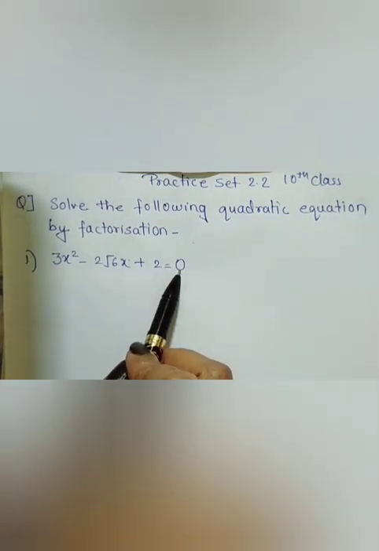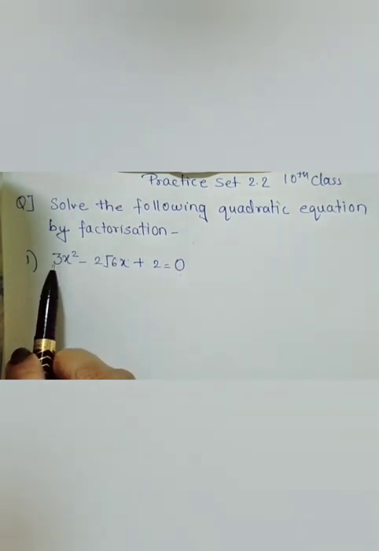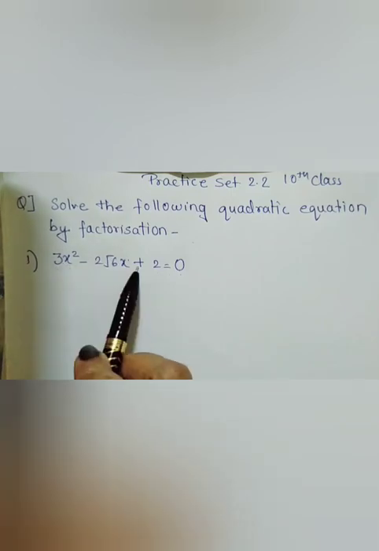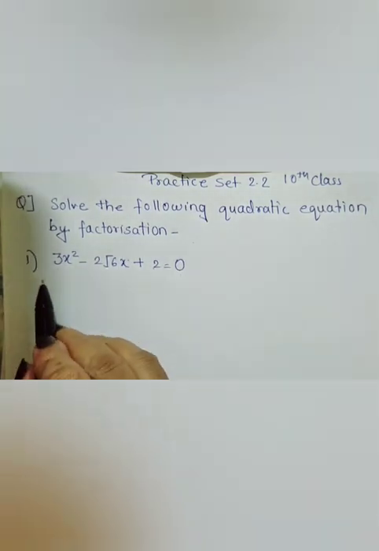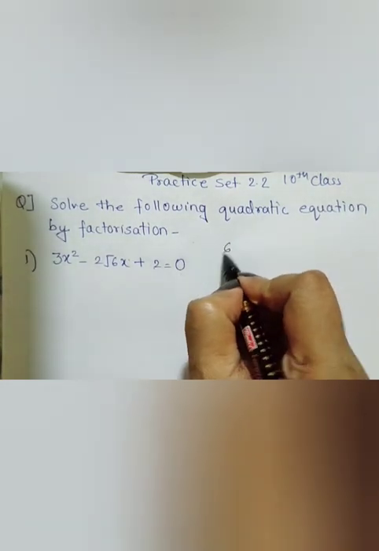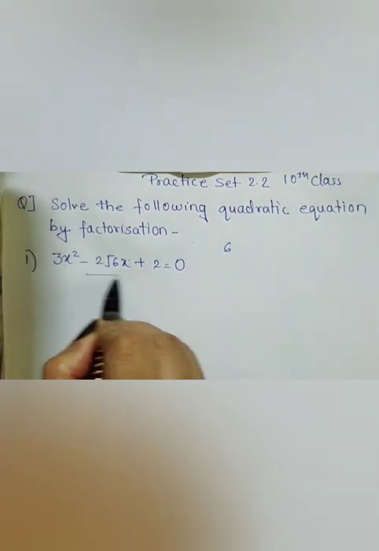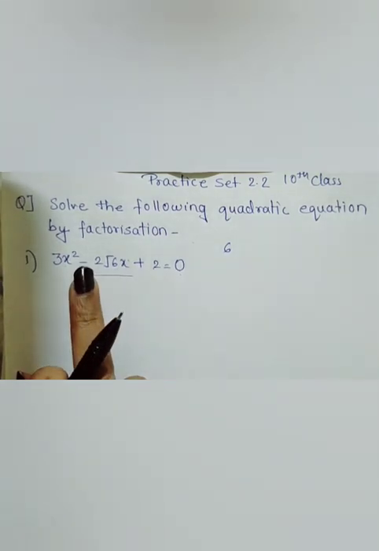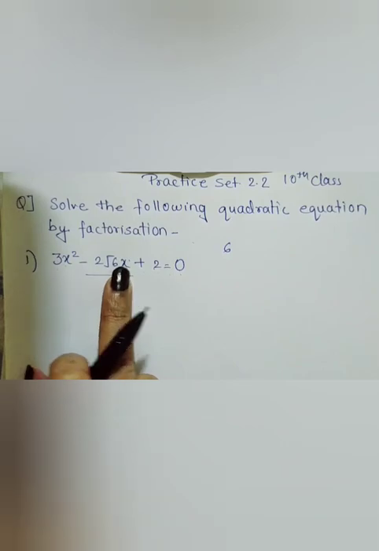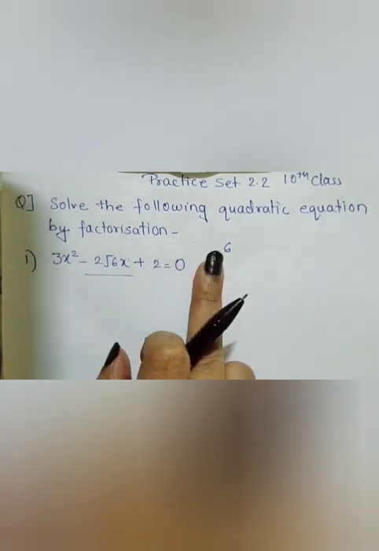This is our equation. As you can see, we first have to multiply the first term with the third one. When we do, we'll get 6. And we have to split the middle term, which is given as 2 root 6x. And we got 6 here.